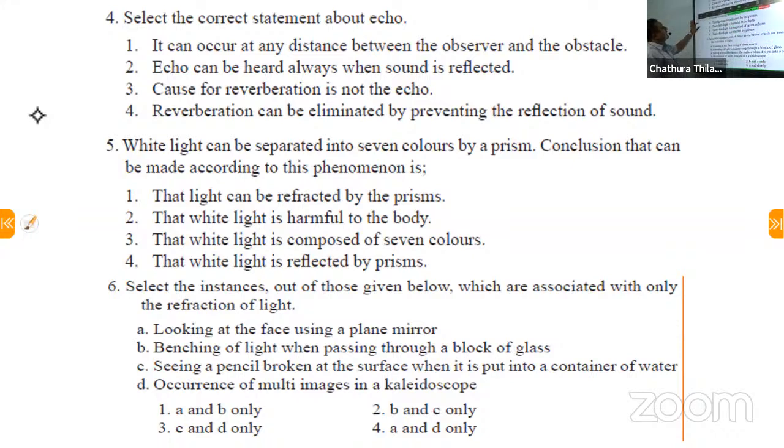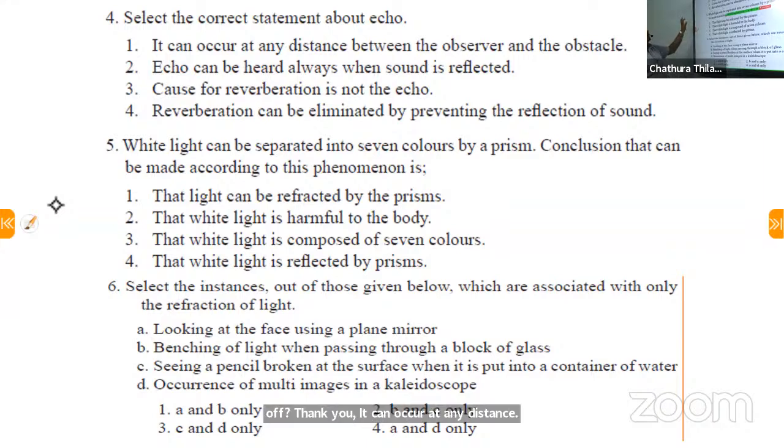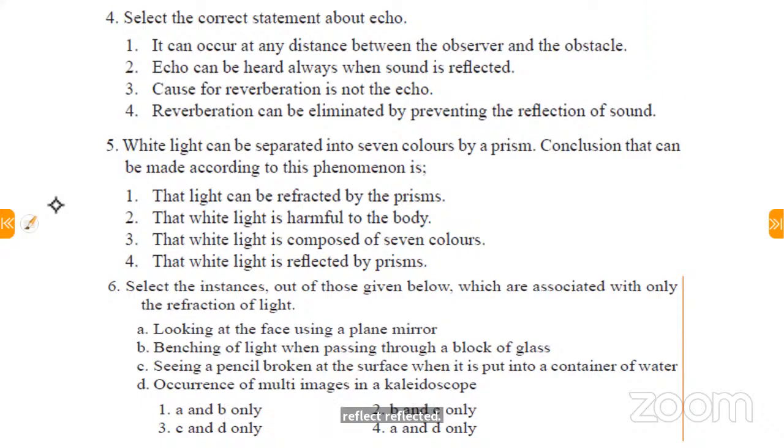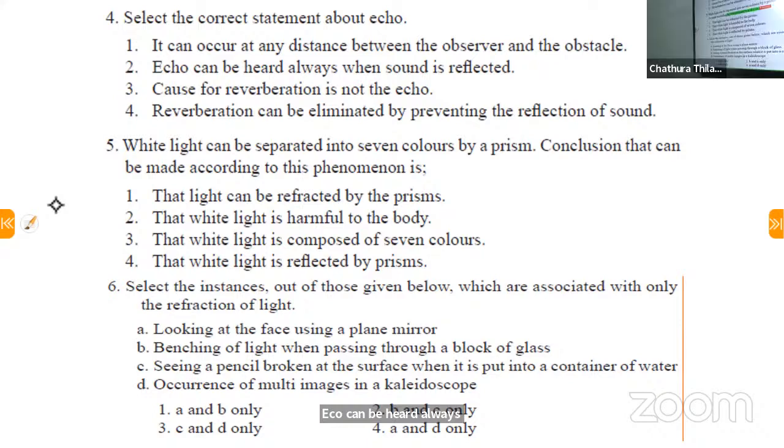Now tell me. It can occur at any distance between the observer and the obstacle. Incorrect. It should not be less than 17 meters. Echo can be heard always when sound is reflected. Echo can be heard always. Incorrect. No. Sometimes reverb, cause for reverberation is not the echo.